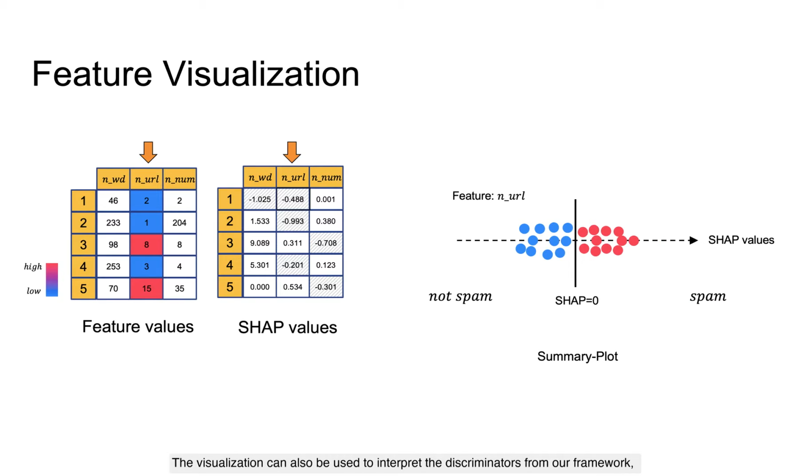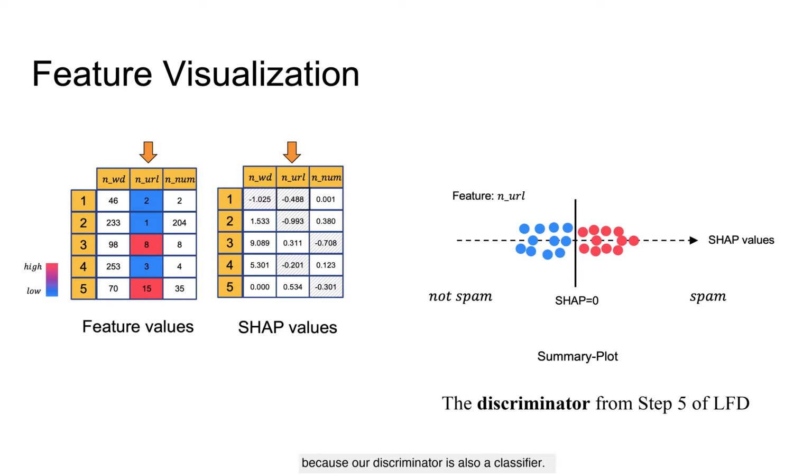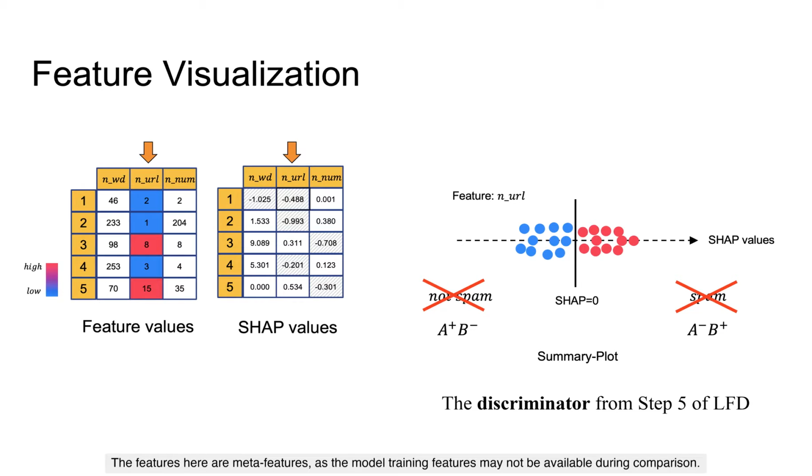The visualization can also be used to interpret the discriminators from our framework, because our discriminator is also a classifier. In this case, the positive and the negative labels are A minus B plus and A plus B minus respectively. The features here are meta features, as the model training features may not be available during comparison.